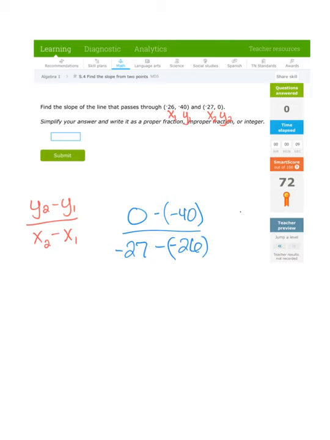And if there's a negative number, you put it in parentheses and keep that minus sign. So I have 0 minus negative 40. If this confuses you, please put it in a calculator. So 0 minus negative 40 would be a positive 40 over negative 27 minus negative 26. And if you remember when we learned this before, minus a negative is adding, right? So it's actually going to be over a negative 1. So 40 divided by negative 1 is equal to negative 40. So my slope would be negative 40.